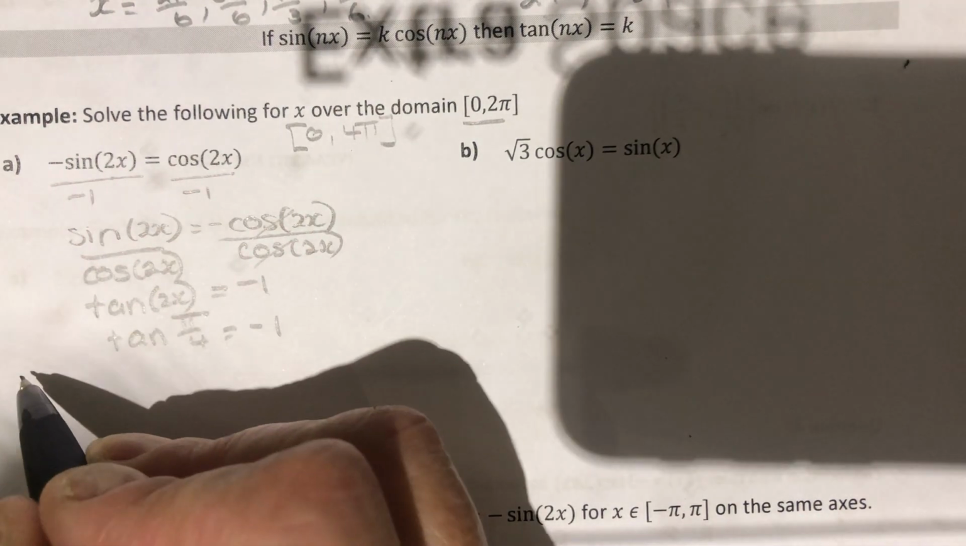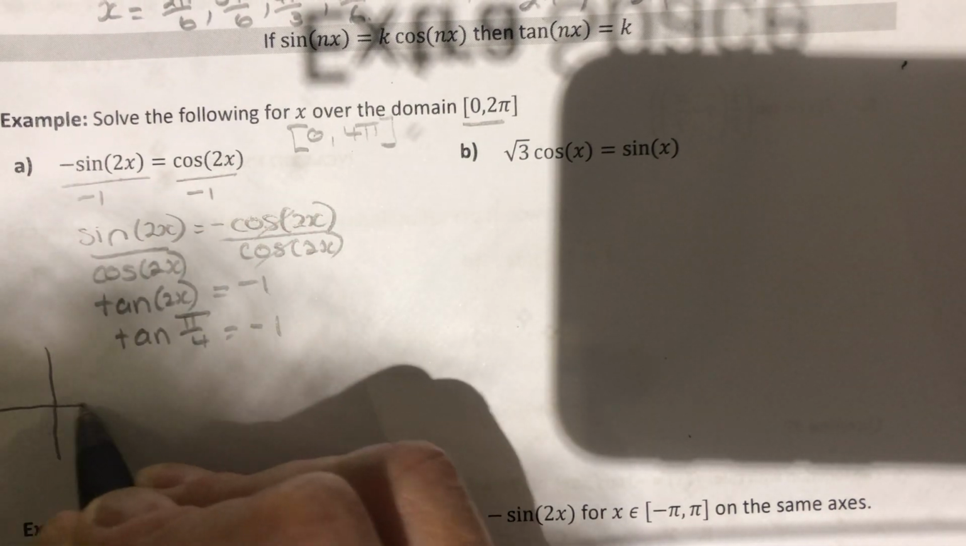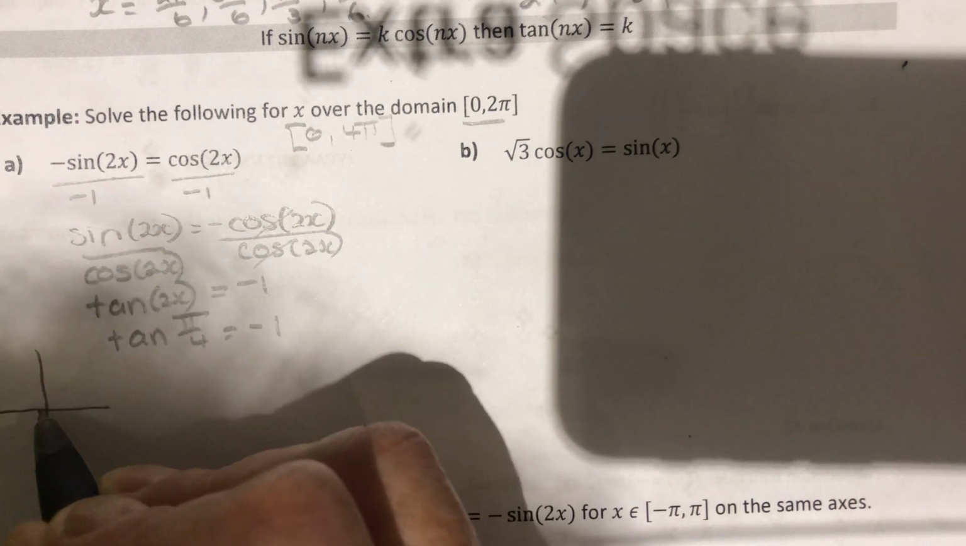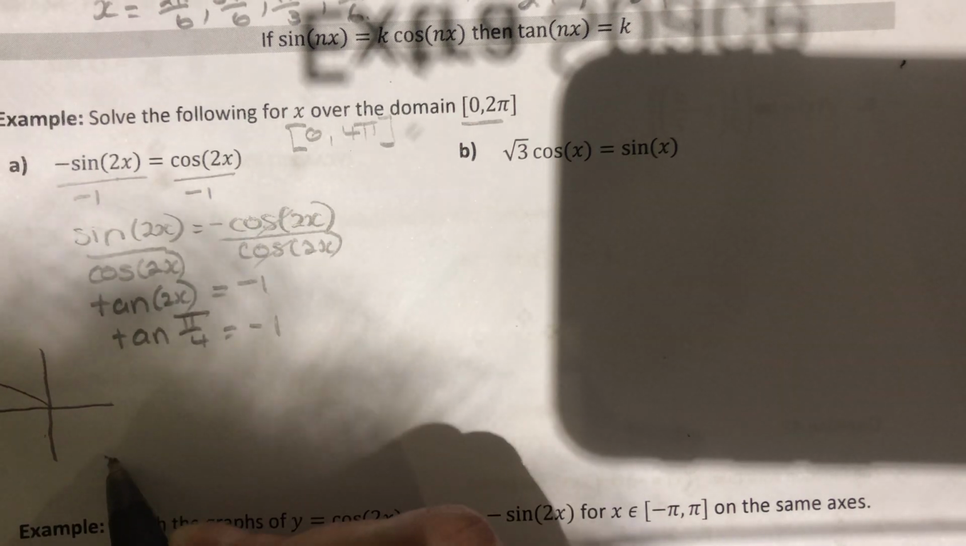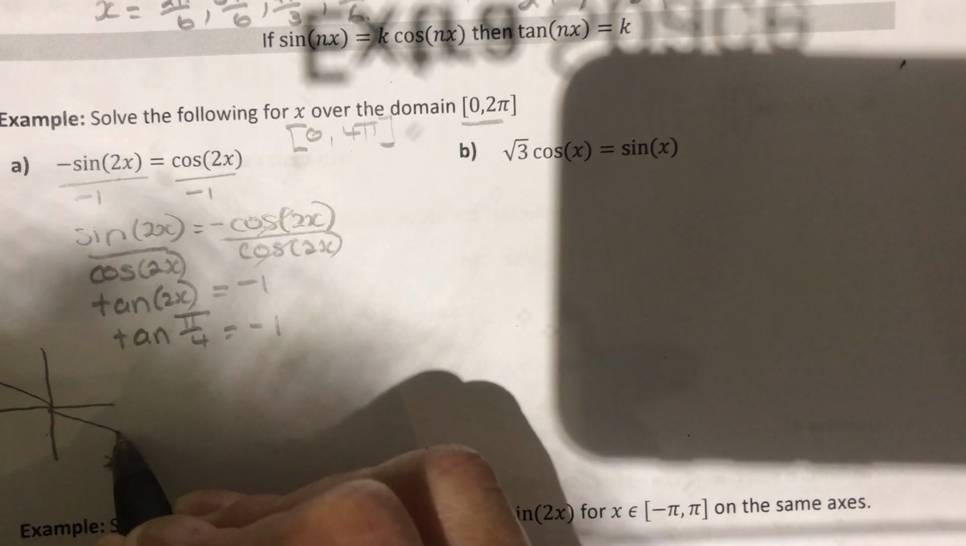All right, so once again, we're looking at where tan is negative, and it's going to be in the second and the fourth.